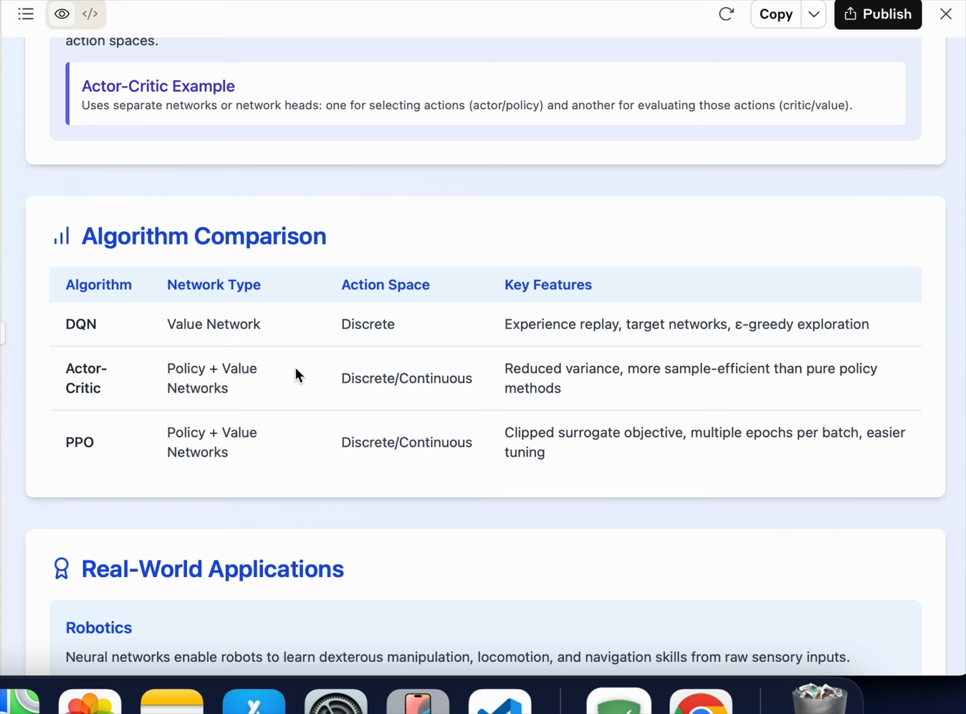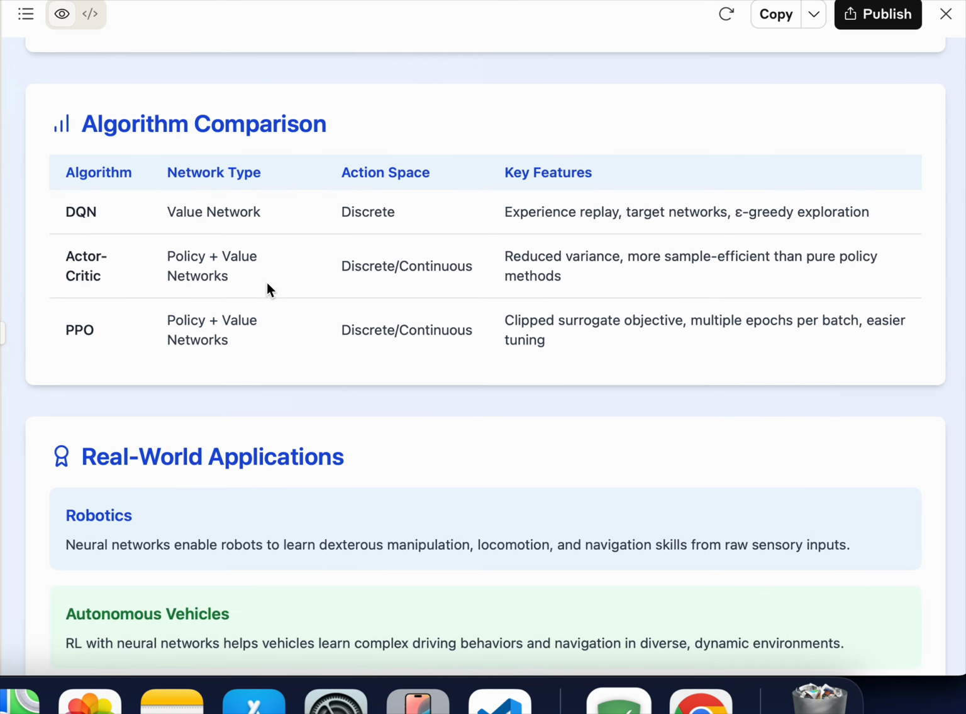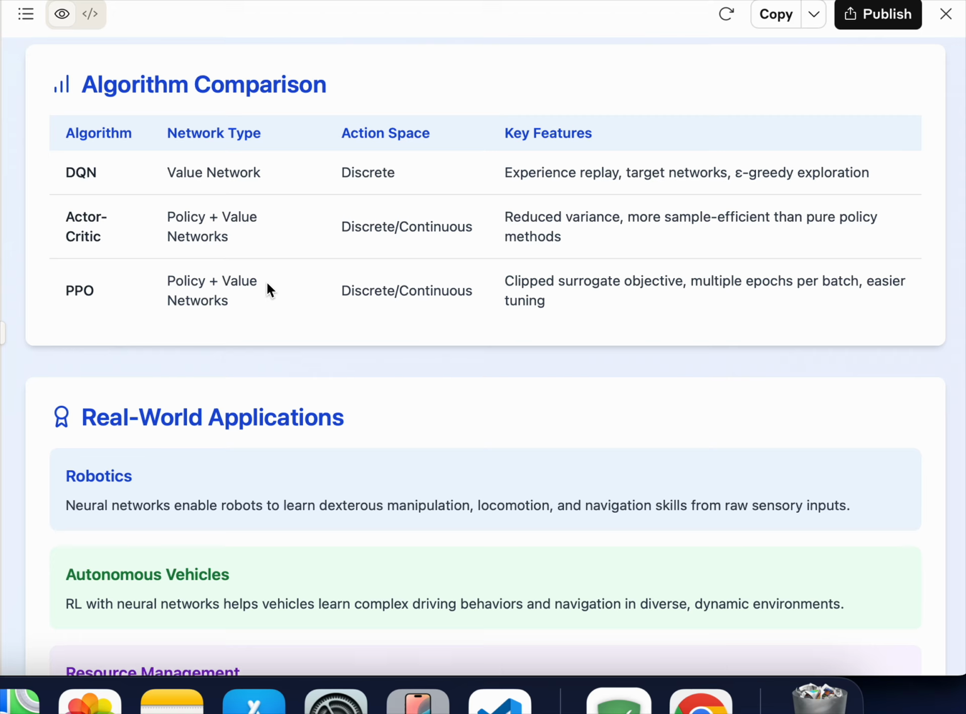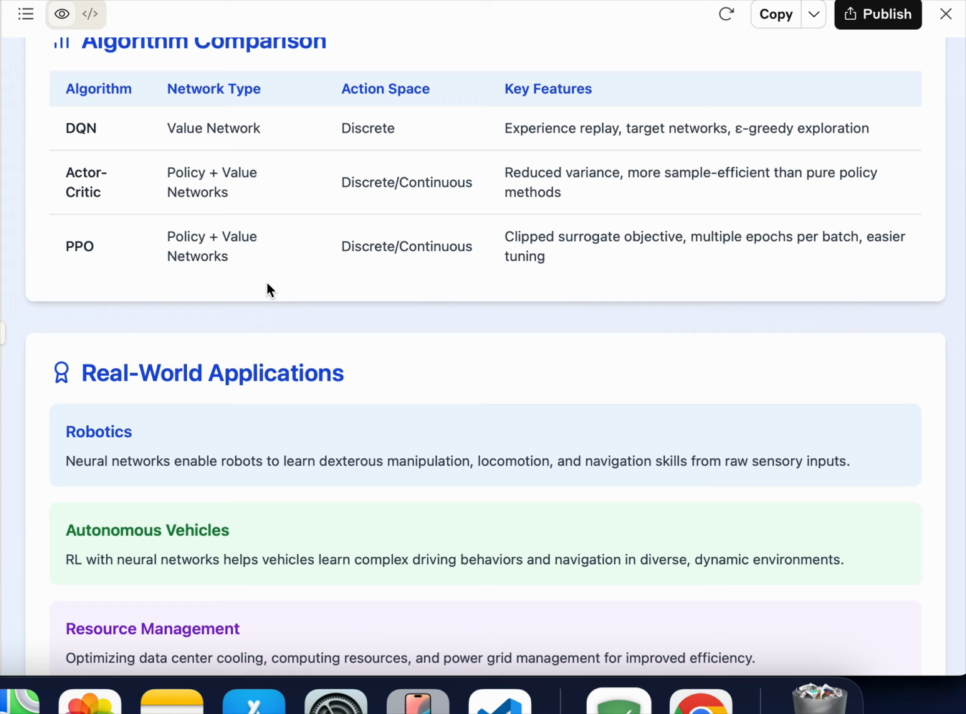And let's move on to a quick comparison across three popular algorithms. Starting with DQN, this uses a value-based approach. The action space is discrete, and some of the standard features include things like experience replay, where past transitions are reused during training, and target networks, which are slow moving copies of the main network used for stability. There's also epsilon greedy exploration, which means the agent still chooses random actions some of the time just to keep learning.